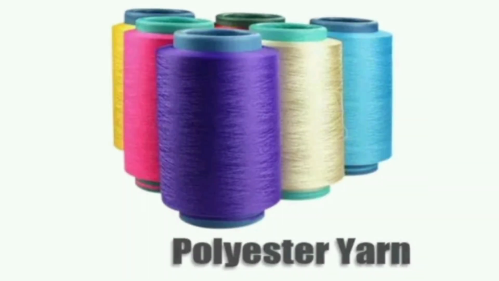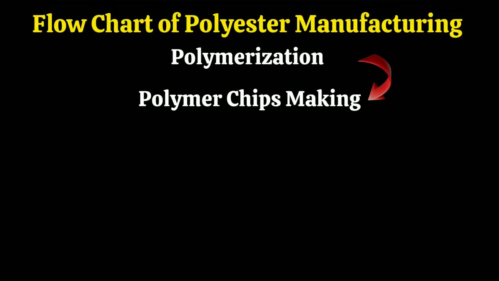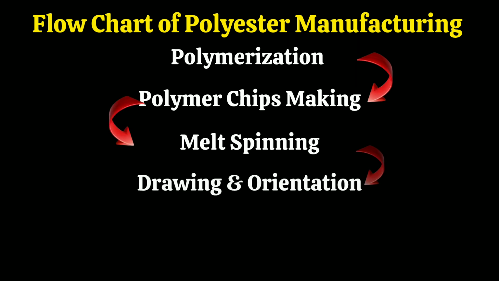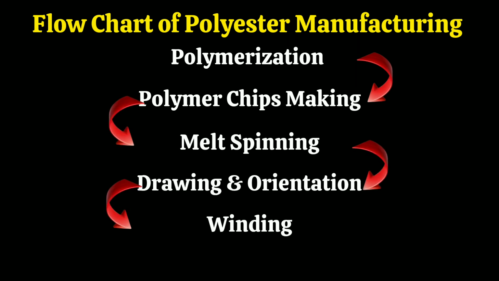Polyester Yarn Manufacturing Process. Flowchart of polyester manufacturing: polymerization, polymer chips making, melt spinning, drawing and orientation, winding.